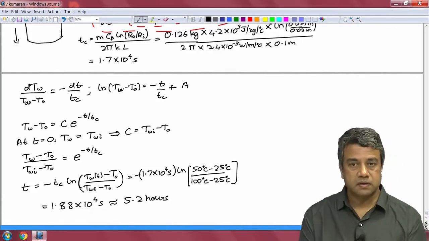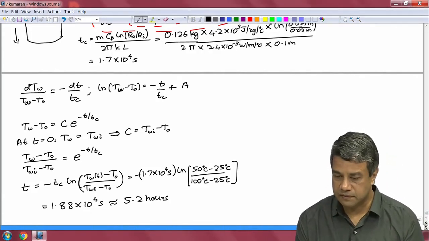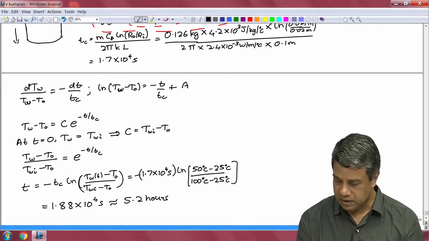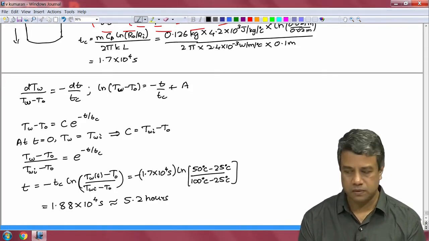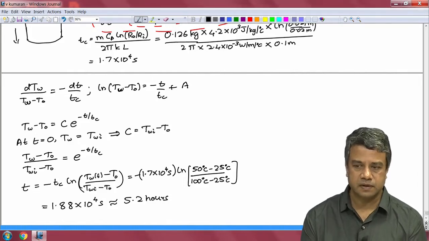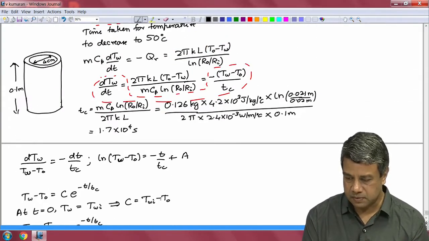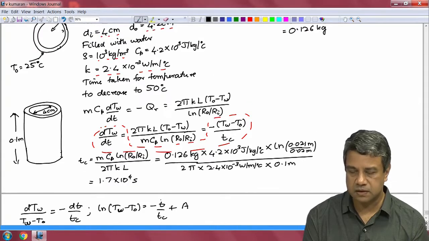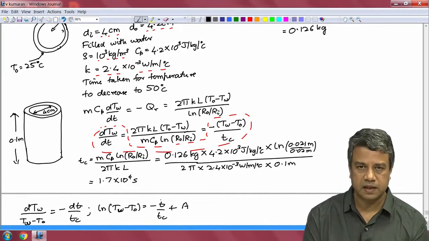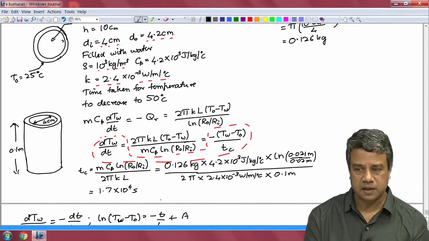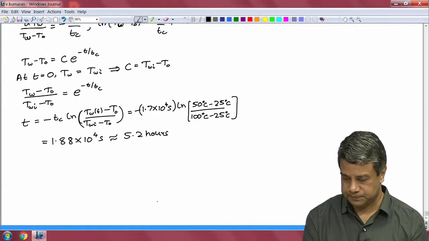So, this flask is going to take approximately 5.2 hours for the temperature to decrease from 100 degrees centigrade to 50 degrees centigrade if it is maintained in an atmosphere at 25 degrees centigrade. So, this is a concrete example of how you can use this heat conduction in order to solve a problem of predicting the time it takes for a certain temperature to decrease in this flask.